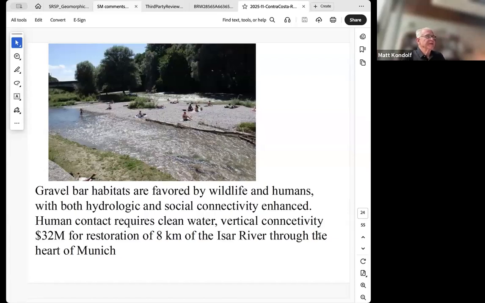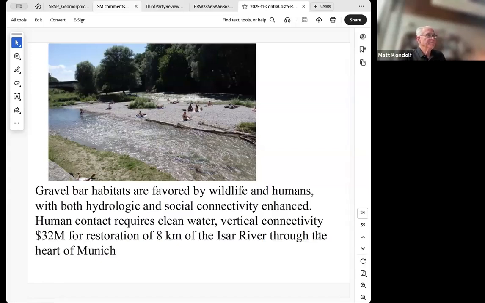So this was an amazing project, and the official price tag was 32 million for 8 kilometers of the river, which is breathtaking. Now that doesn't take into account all the planning efforts. So there was literally a decade of meetings of scientists from the state of Bavaria and the city of Munich and the federal government and the NGOs and university staff and students. There was a lot of planning that went into this, a lot of community engagement.